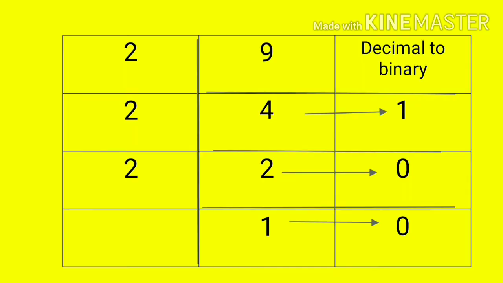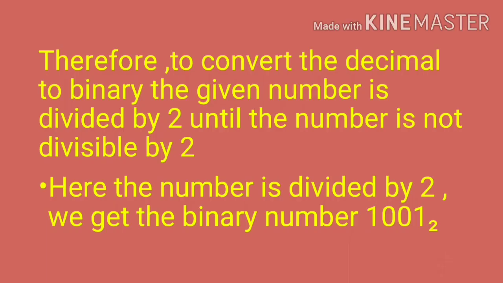Example for decimal to binary. Here we consider the number 9. It is divided by 2, we get 4 and remainder 1. Then it is divided by 2, we get 2, remainder 0. Then it is once again divided by 2, we get 1, remainder 0. Therefore, the given number 9 is divided by 2 until the number is not divisible by 2. We get the binary number 1001 base 2.